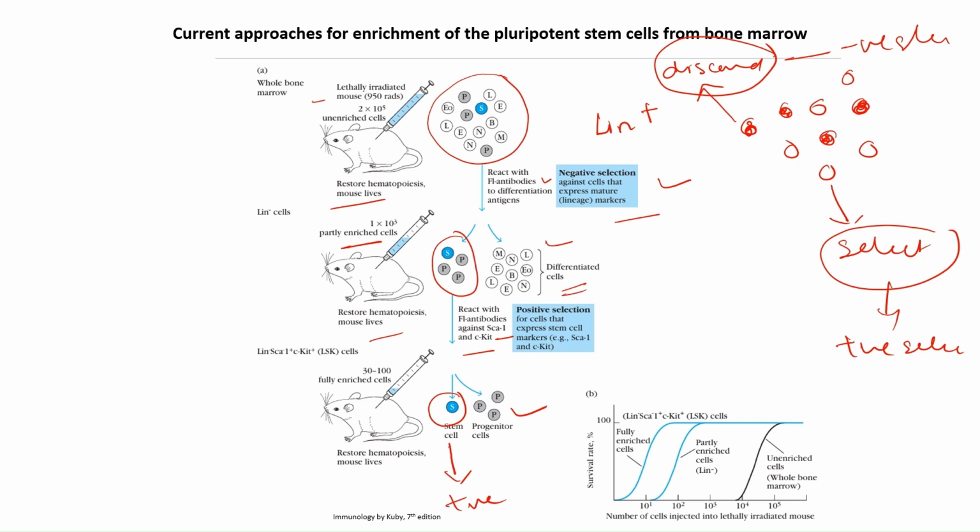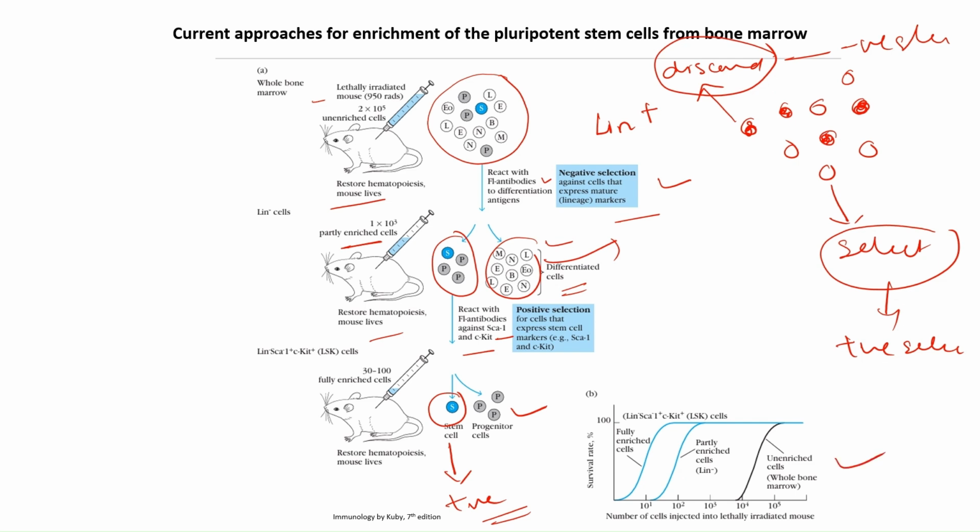Clear? Earlier what we did? Earlier, the other cells are separated out and that's how the stem cell is selected. So this is a negative selection. Here, the stem cell is specifically selected using the markers present in the stem cell only. So such selection is known as positive selection. So these are the two types of selection.